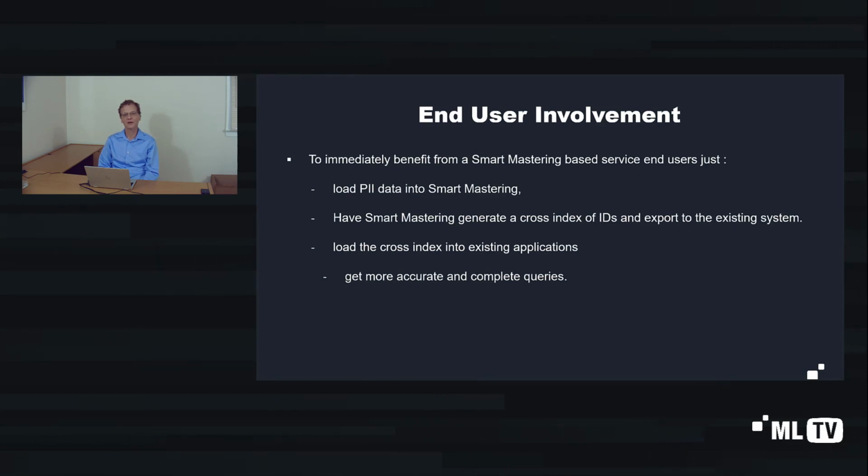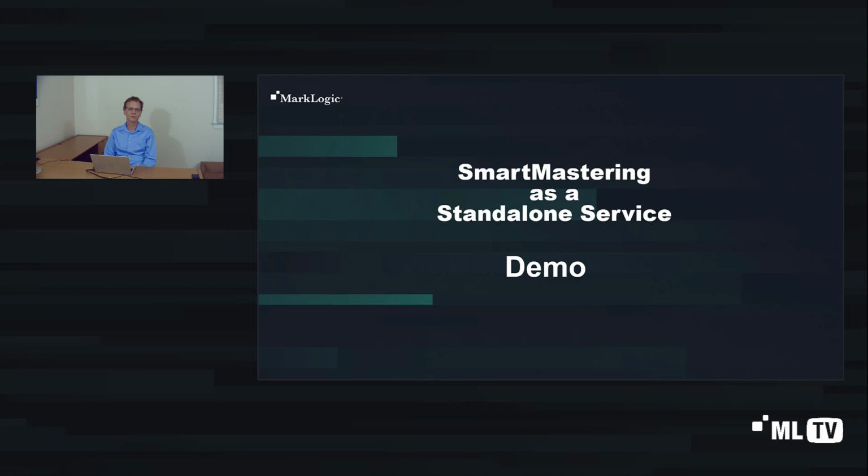So what do end users have to do to benefit from a smart mastering service? Not a whole lot. They need to load their PII data into smart mastering, so that you send us a file, and then smart mastering will generate a cross index and send back a list of IDs that correspond to each of the individuals involved. They need to load that file into their existing system, and then they need to make a few small changes to their queries, and then they'll get better results. Now I'm going to turn this over to my colleague Drew, and he's going to give you a demo.